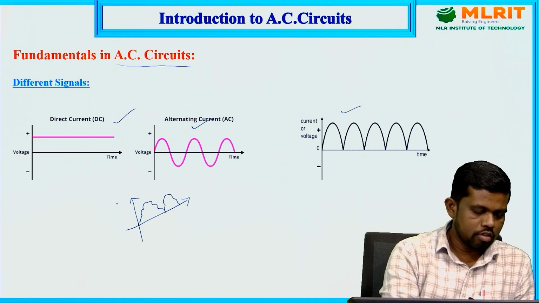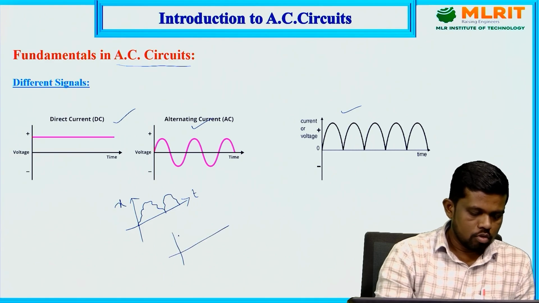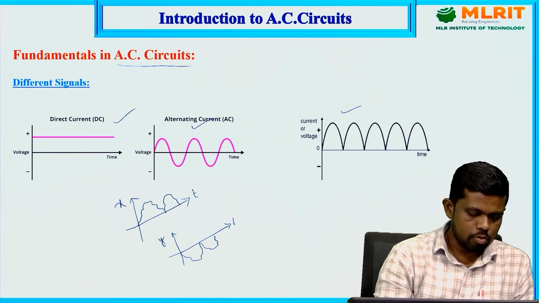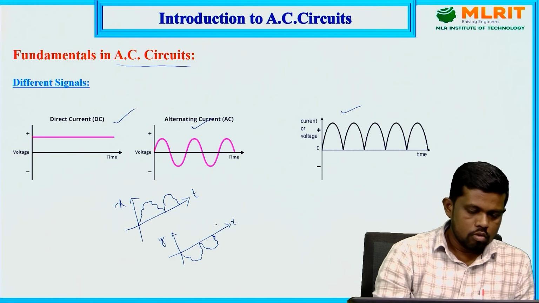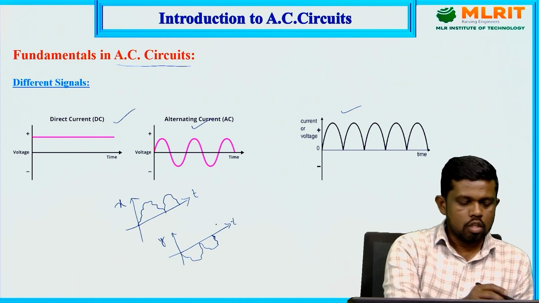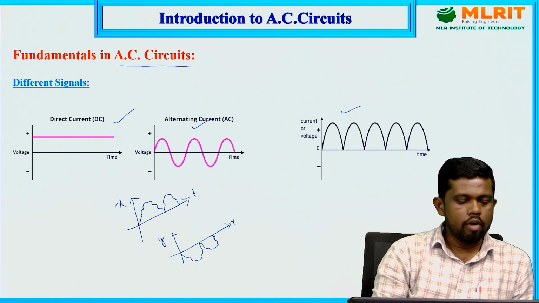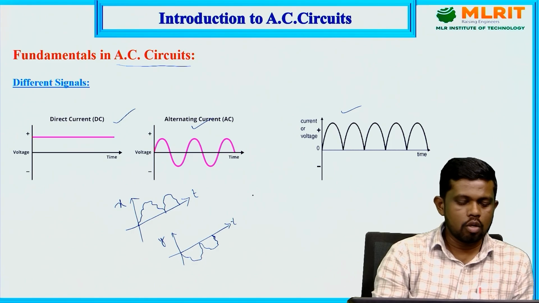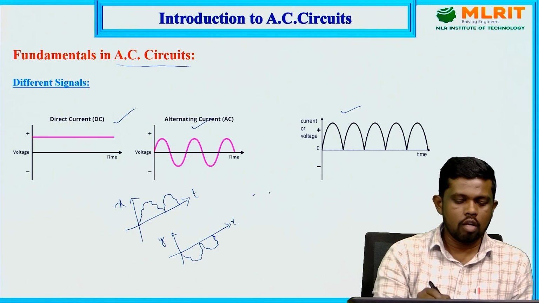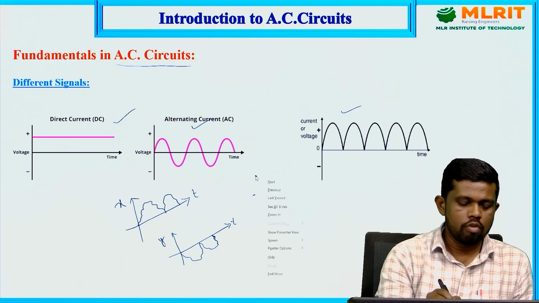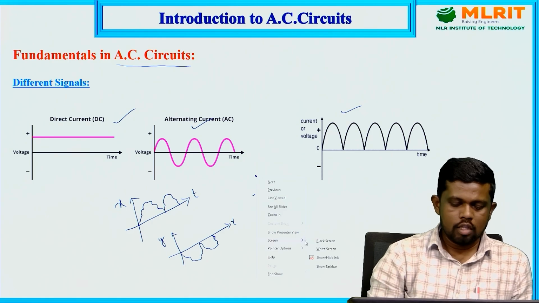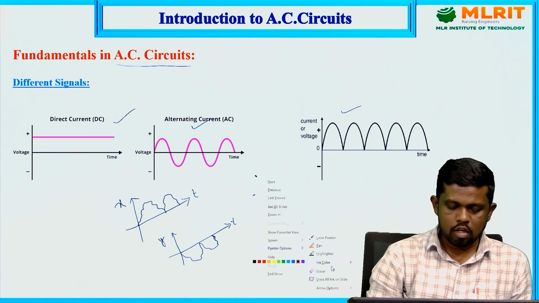So this is, let us say, signal X with respect to time, and this is also one kind of signal. This is again a signal Y, and then this one with respect to t. So these are different signals here. We need to identify which kind of signal belongs to AC and which belongs to DC. Based on their magnitude values, we can simply identify.